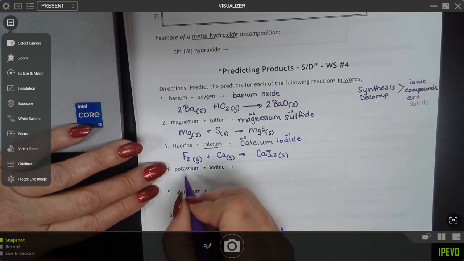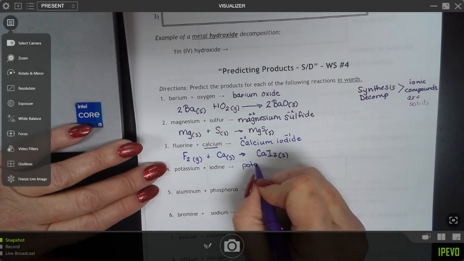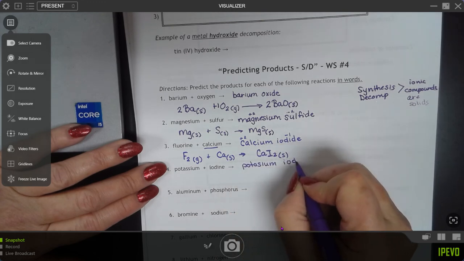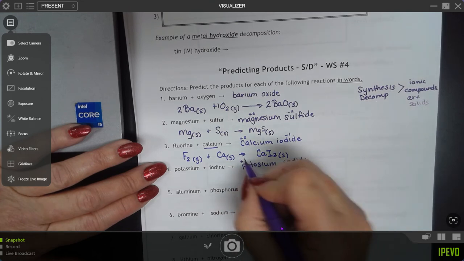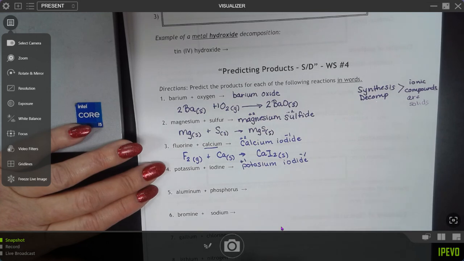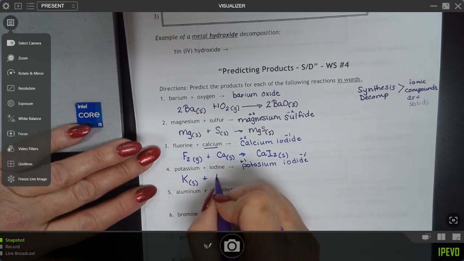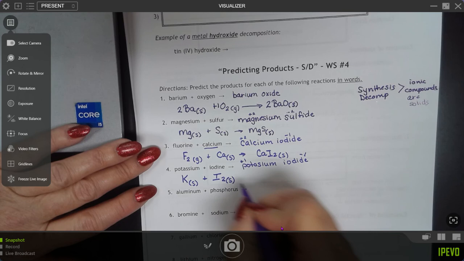All right, potassium plus iodine. In this case potassium is the metal. We're going to produce potassium iodide. Potassium has a +1 charge, iodide has a -1 charge. So we're going to start with potassium plus iodine, which is one of the Haber-Finkel 7. Iodine is a solid. Don't forget that.